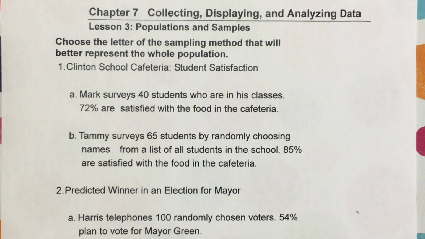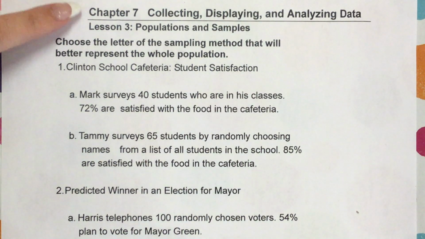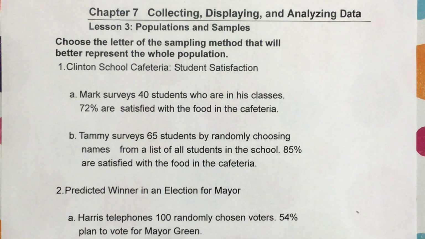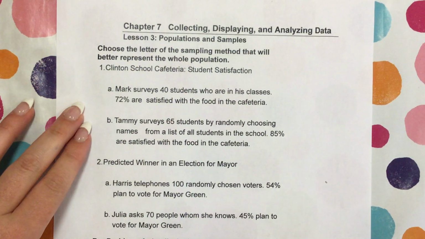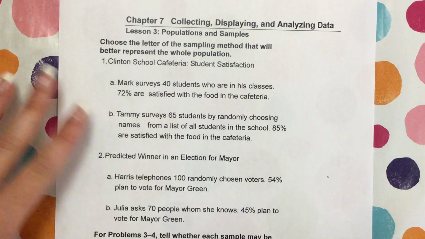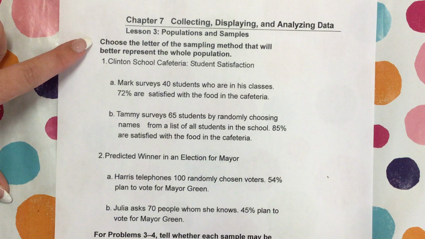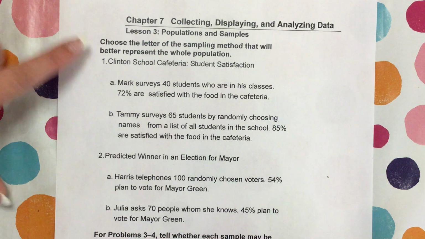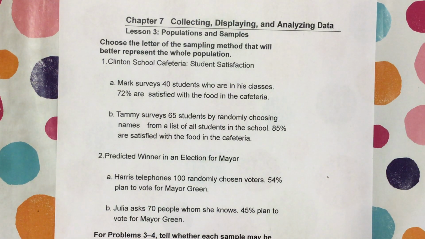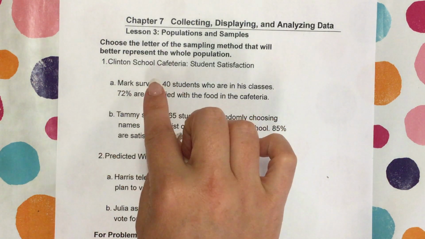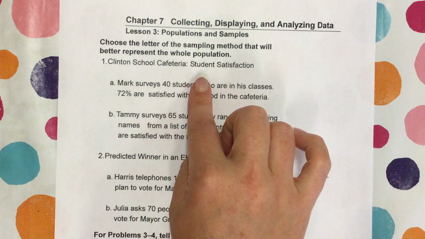Hello, hello, hello. We are back with Chapter 7, Collecting, Displaying, and Analyzing Data, focusing in on Lesson 3, Populations and Samples, and this is the guided practice. So we're going to look at question 1 and question 2, and we're going to choose the letter of the sampling method that would better represent the whole population. So number 1, the whole population is Clinton School Cafeteria and their student satisfaction.